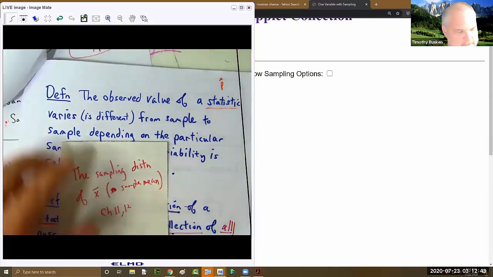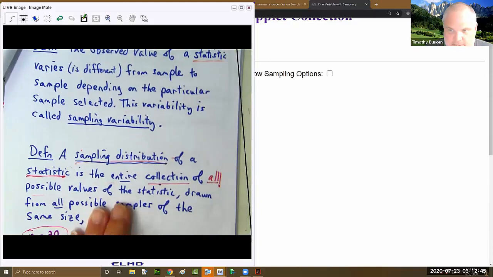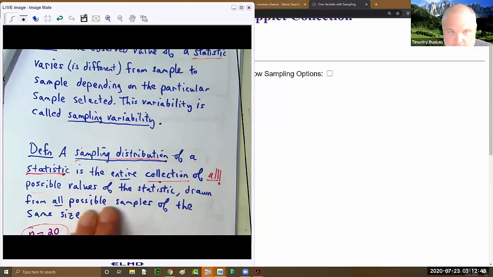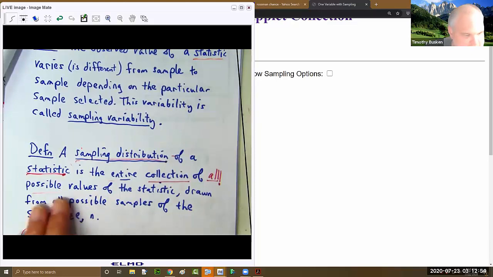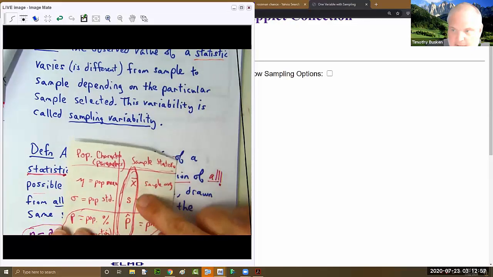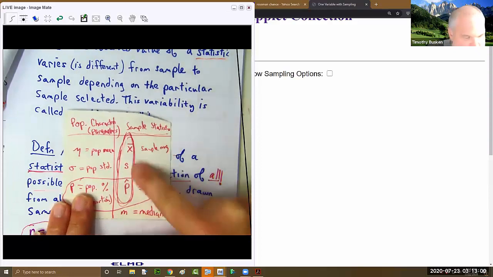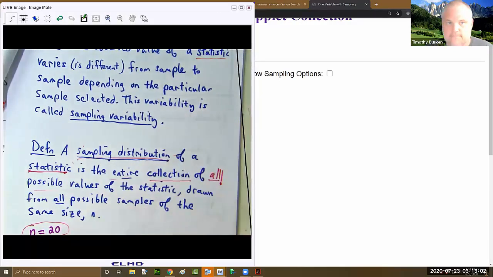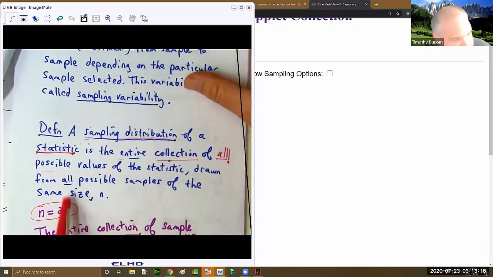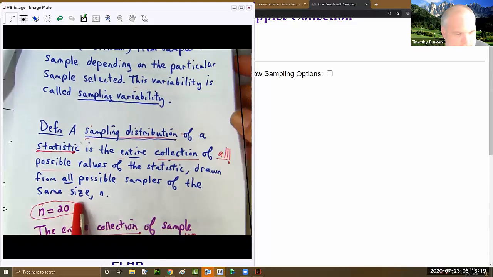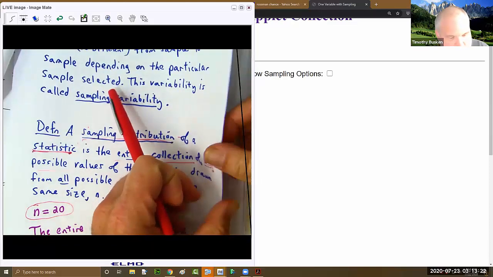First you need to understand that a sampling distribution is the entire collection of all possible values of a statistic, and that you can get a different sampling distribution for every different statistic. There's more than just these four, but in this class we only look at 5 or 6 of them. And then, of course, you're going to get a different sampling distribution for every different sample size.